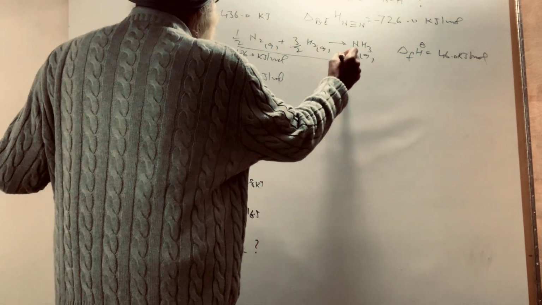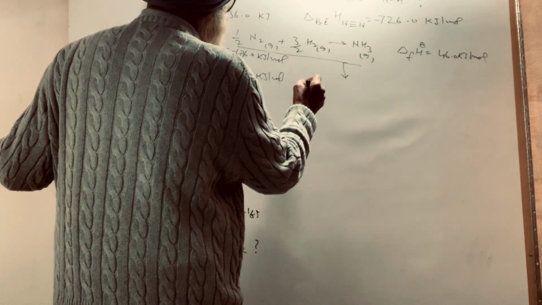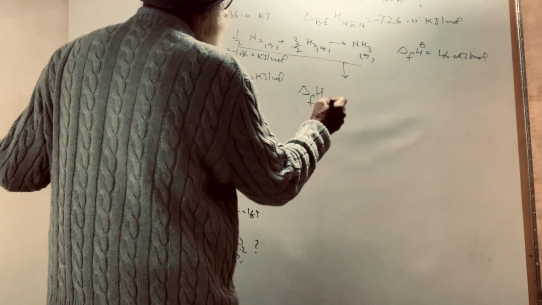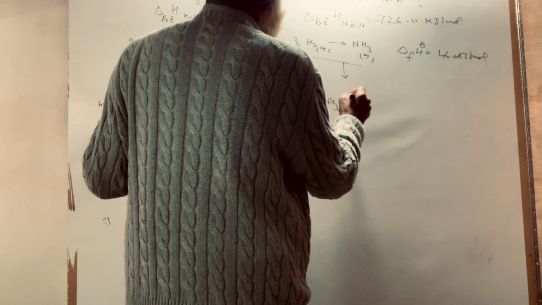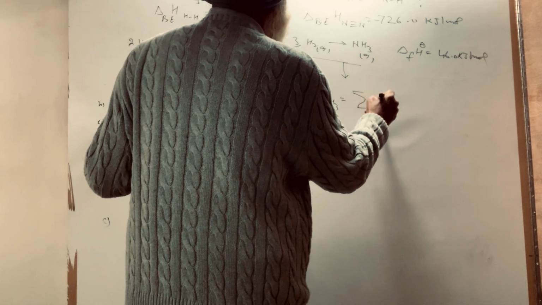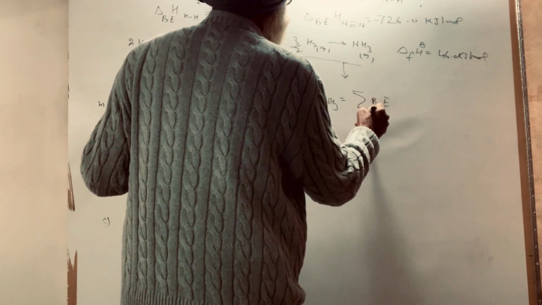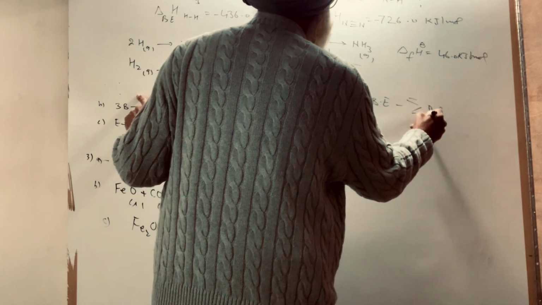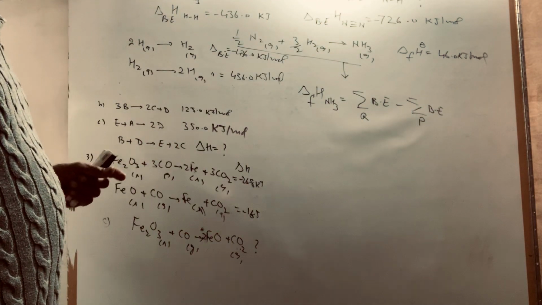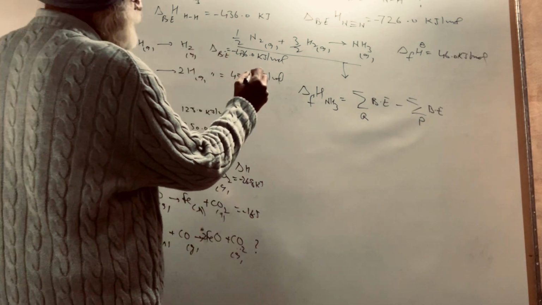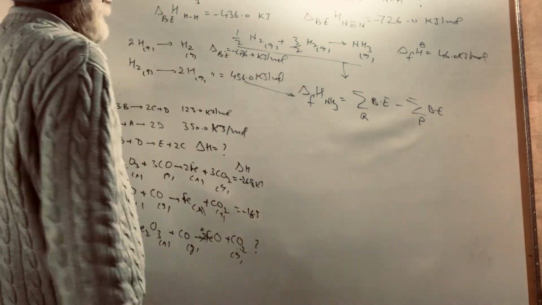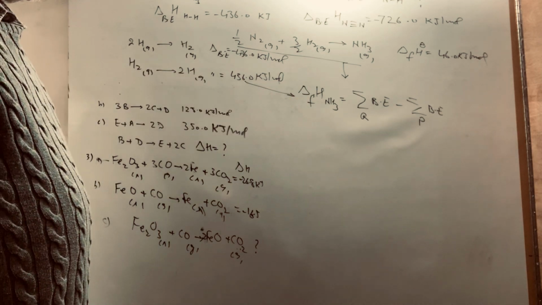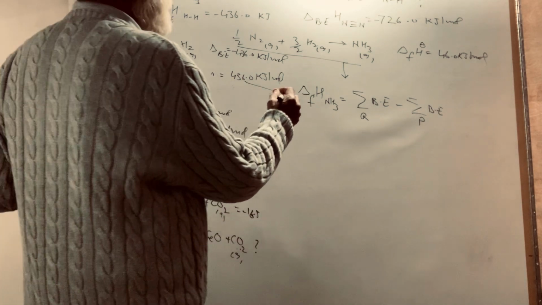For example, if you are using this, then heat of formation of ammonia is given by bond energy of reactant minus bond energy of product. When you are using this convention, then this is the formula. For example, this is minus 46.